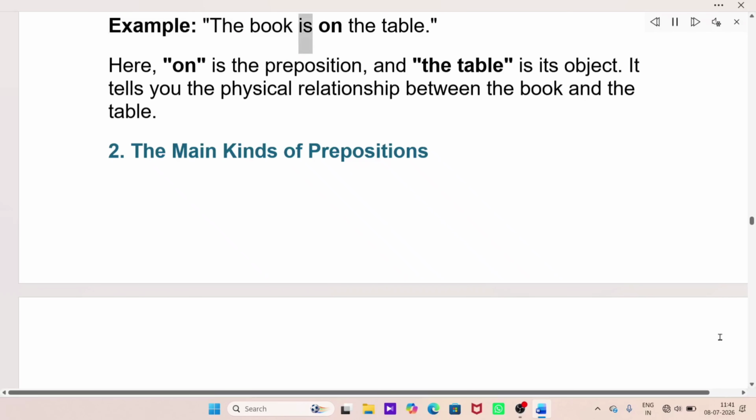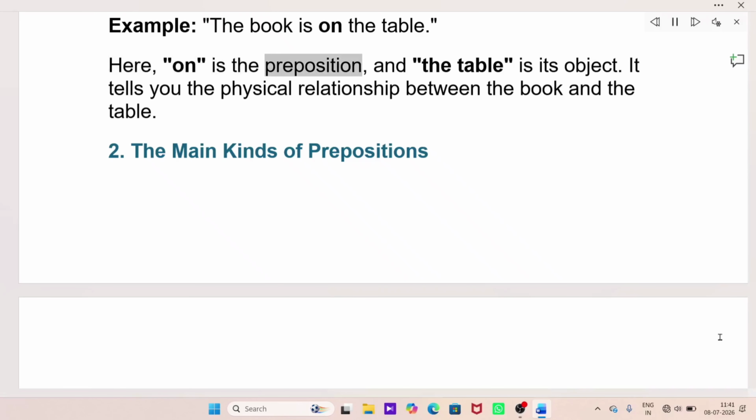Example: The book is on the table. Here, on is the preposition, and the table is its object. It tells you the physical relationship between the book and the table.